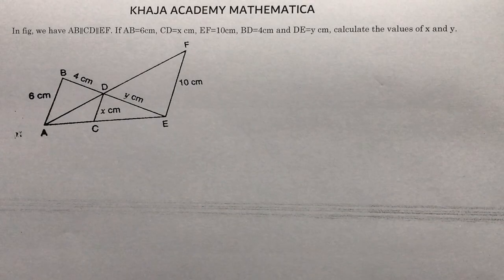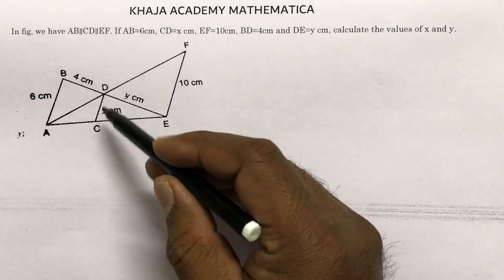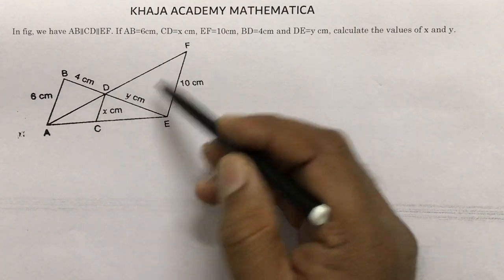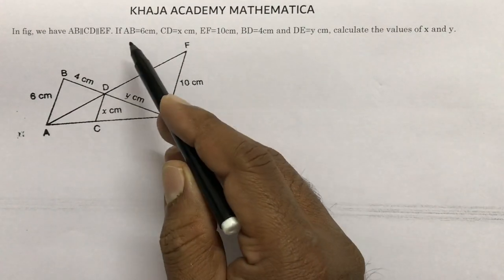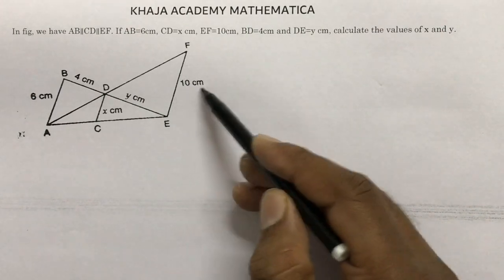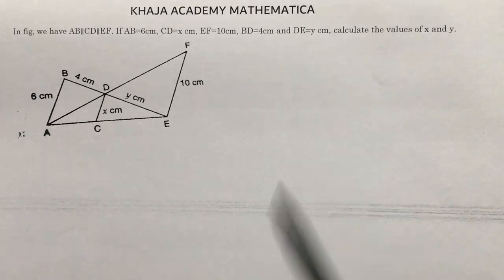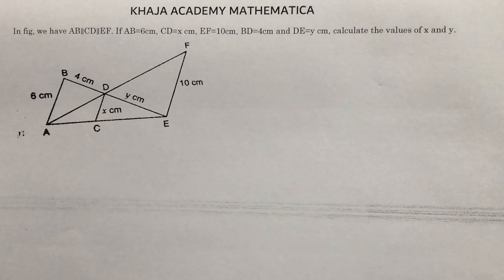Last and important problem from similar triangles. In the figure, we have AB parallel to CD and CD parallel to EF. AB is 6 cm, CD is X cm, EF is 10, BD is 4 cm and DE is Y cm. We need to find X and Y.